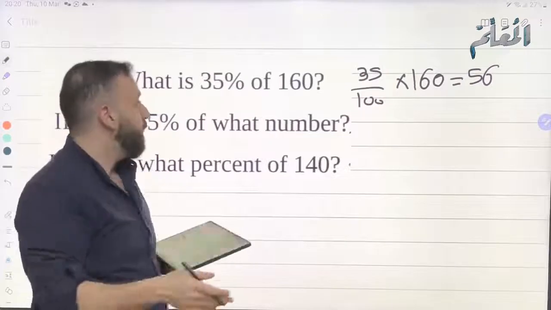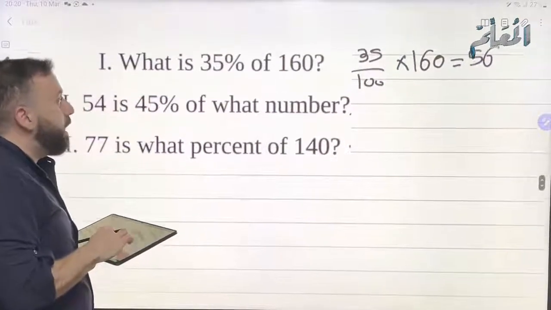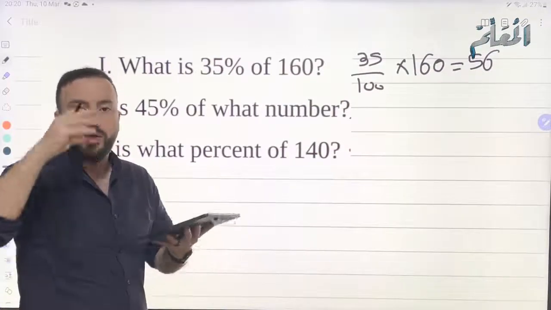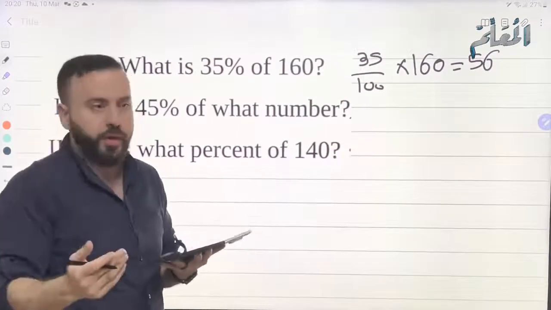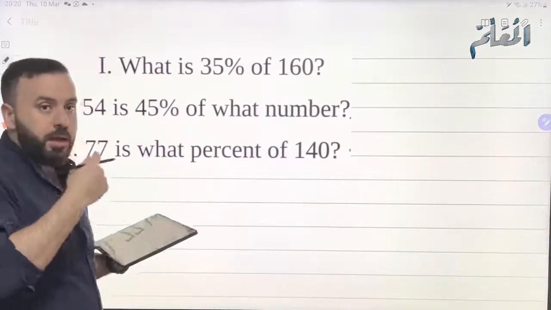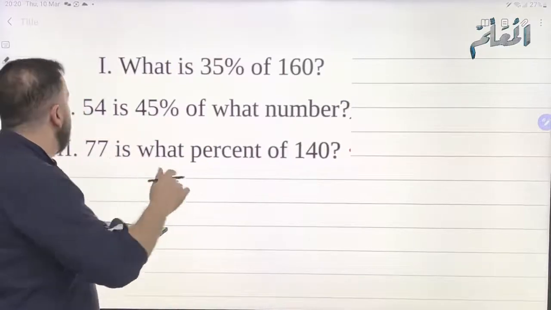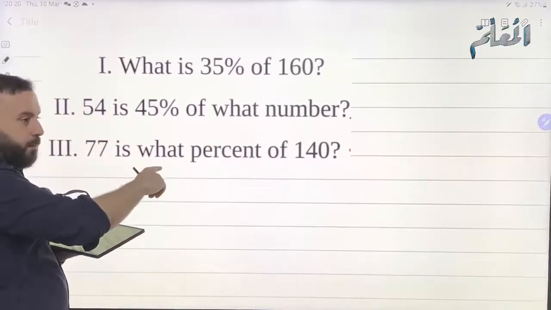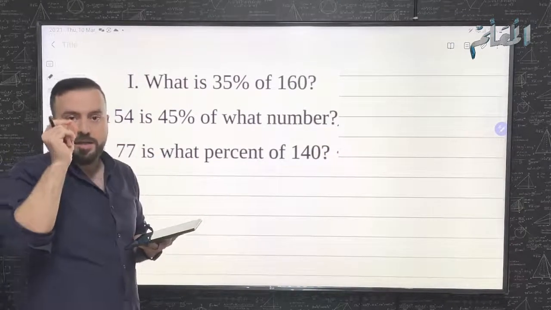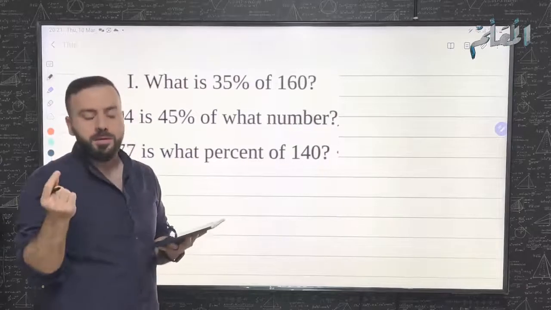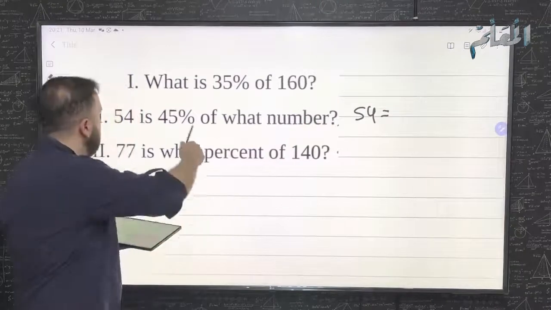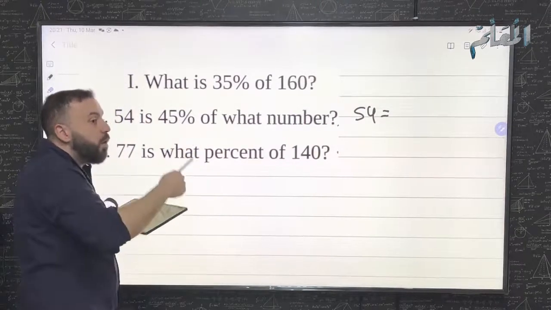The other one can be solved by the calculator, but you need to arrange it before you start solving. So the second one, watch the way the question is worded. It's going to be 54 is, watch this, that means equals. So 54 equals 45% of what number?